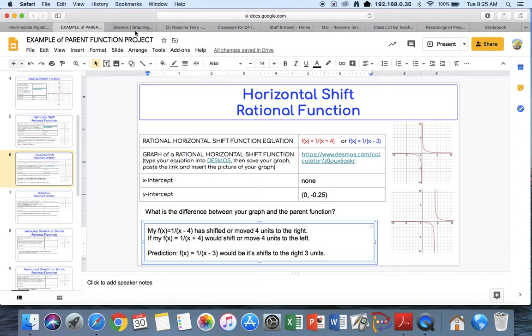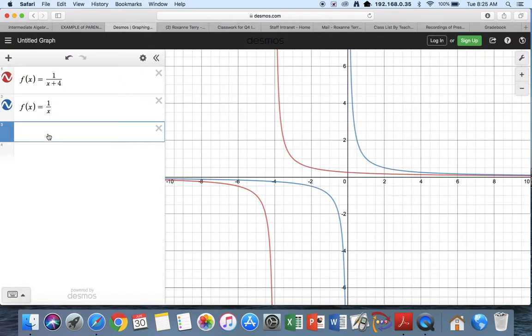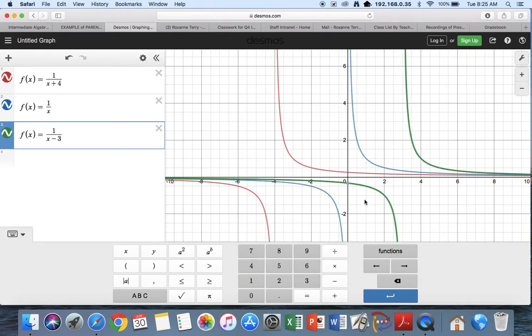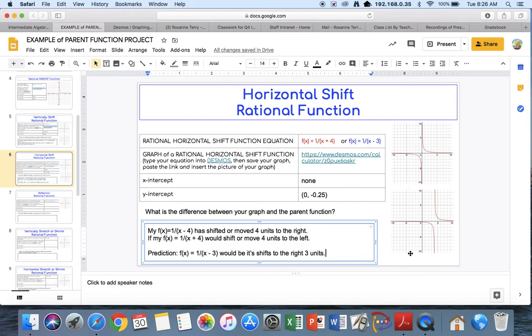And I mean, you can test it out. You can go back to DESMOS and look at it, put a new function in here. Now I'm going to bring up the keyboard. Equals 1 divided by x, and we said minus 3. And so what happened with the green one from the blue one? It did shift, right? It shifted, and we went 3 units to the right, and that's what I predicted. So you can play around with that and see what happens. Put different numbers in there and see what's going on.